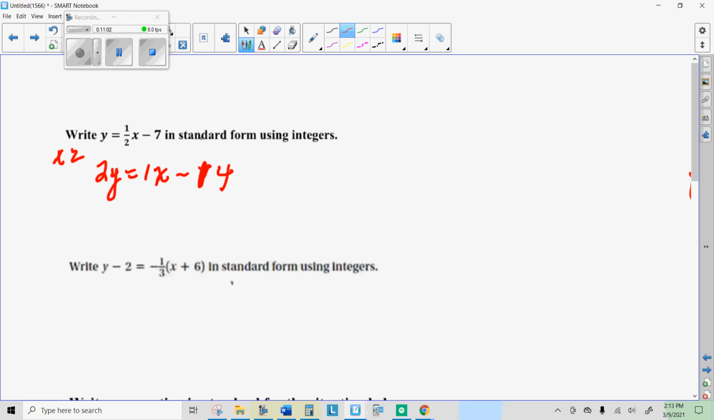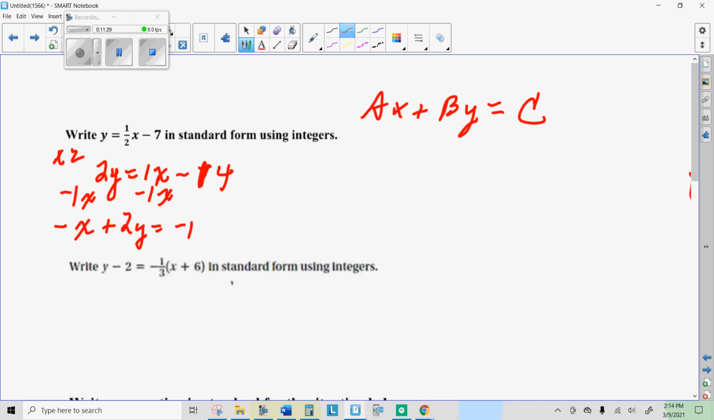Now to be in standard form, we need it to look like this, where the x and the y are both on one side of the equation, and it equals some constant term. So I need this -1x to go to the other side. To make it disappear from this side, I'm going to subtract 1x. And so I end up with -1x. I'm going to be lazy and not put that 1 in there. Plus 2y equals -14. Now it's in standard form, and all the coefficients are integers. Okay?